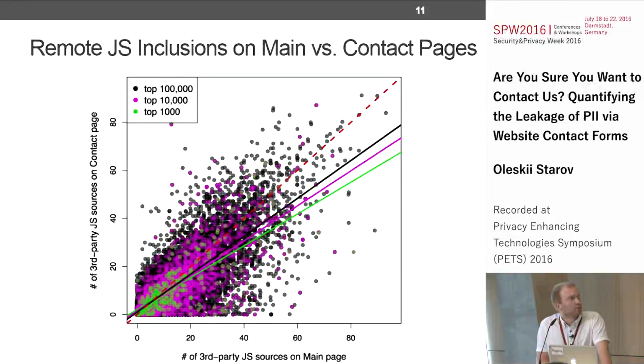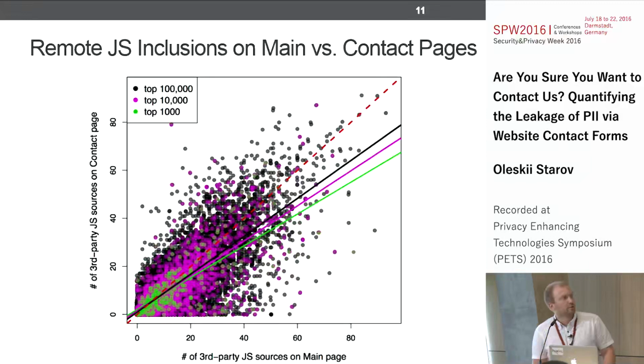We crawled the top 100,000 most popular websites on the web and compared how many third-party JavaScript sources they have on the contact page versus on the main page. Here you see a scatter plot, main page versus contact page. What we see is that, fortunately, the majority of websites understand the sensitivity of contact pages and include less JavaScript on those pages. But we see that around 30% of websites do exactly the opposite. They use much more JavaScript on the contact pages, up to 20 times more.